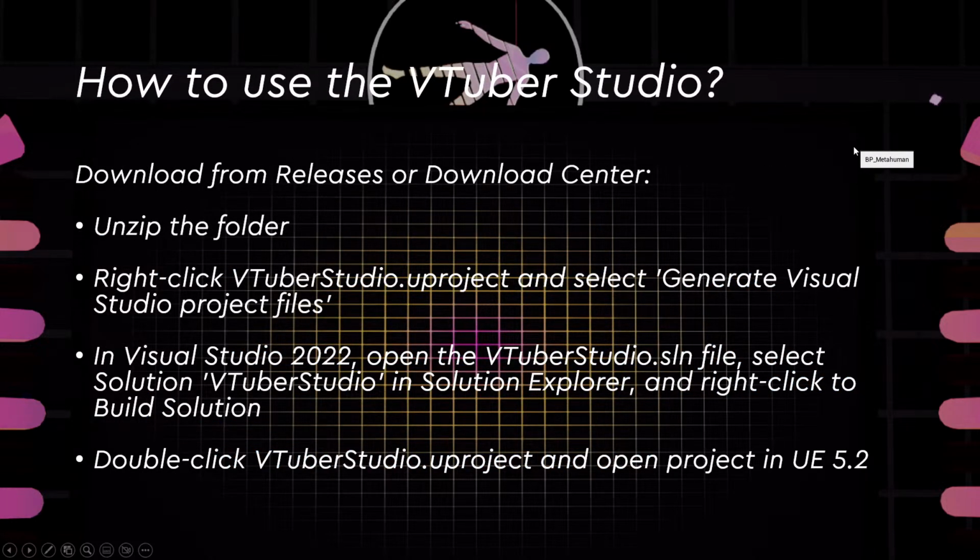And so when you download from our Download Center, all you need to do is unzip the folder, right-click on the U project to generate Visual Studio project files. In Visual Studio, build the solution, and then double-click, and you'll be able to open the project in 5.2. There will be an accompanying video on Download Center and different resources for you to follow to initialize the project. So that will be very, very easy.